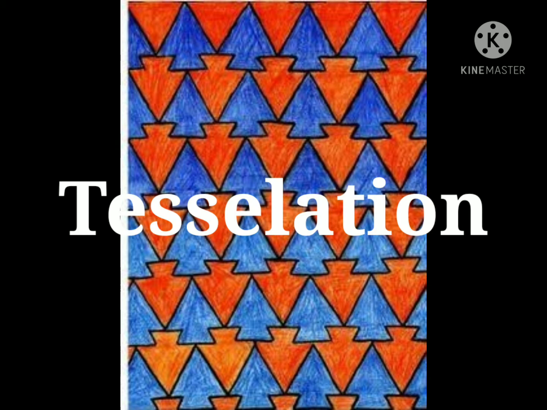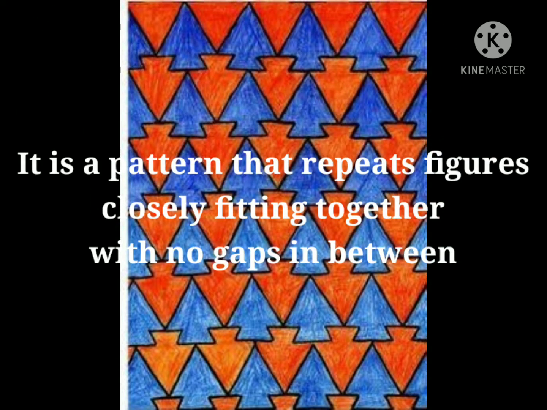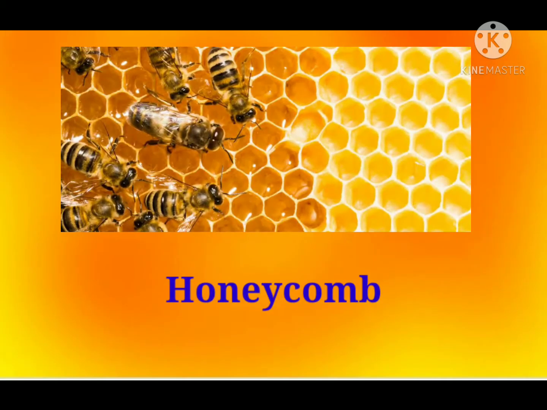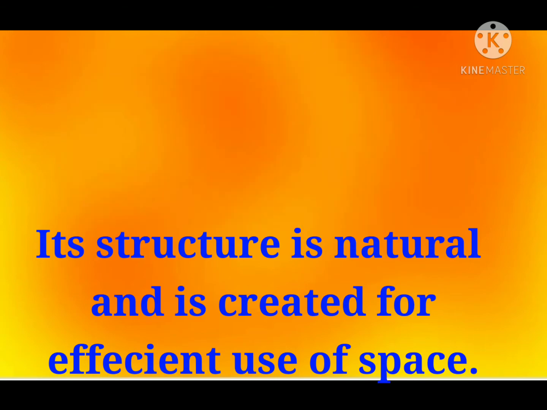Next is tessellation. A tessellation is a pattern that depicts figures closely fitting together with no gaps in between. One example is the honeycomb. The honeycomb structure is natural and is created for efficient use of space.